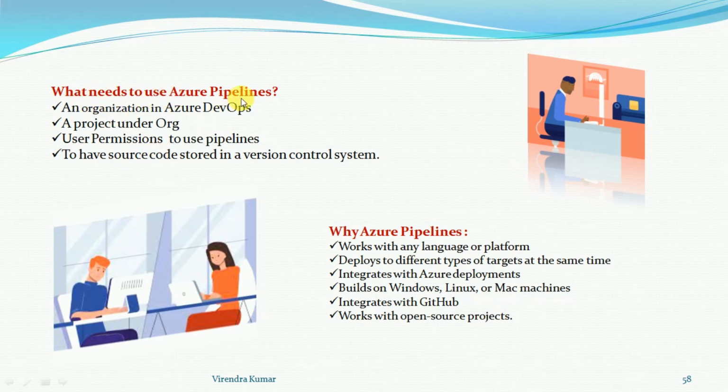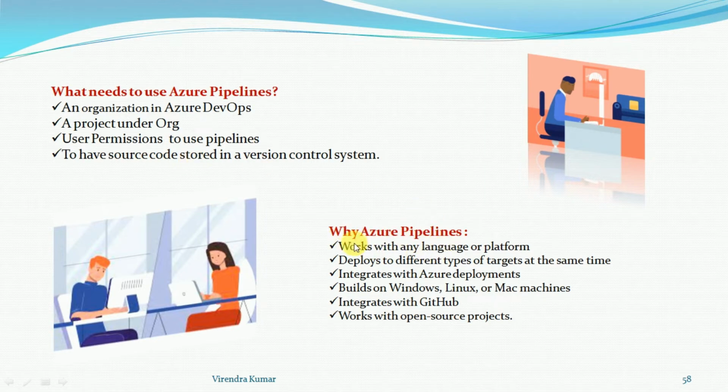What is needed to use Azure Pipelines? Okay, now if you want to work with Azure Pipelines, what do you need? The first thing is that you need to have one organization. Second, you need to have one project under this organization, user permissions to use the pipelines, and you have the source code stored in the version control systems. Any source code repository needs to have the source code that is developed by the developers.